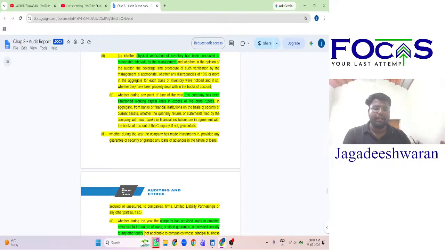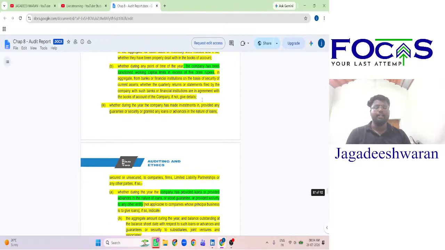Okay. Next, the second point is, working capital limits in excess of 5 crore rupees, if they have been issued to us, we have to see that we are filing some quarterly returns or statements with those financial institutions or banks. So that should be in agreement with our books of accounts. If not, we need to give the details that it is not in agreement. That is all about your second point, which is current assets. First point is your fixed assets.